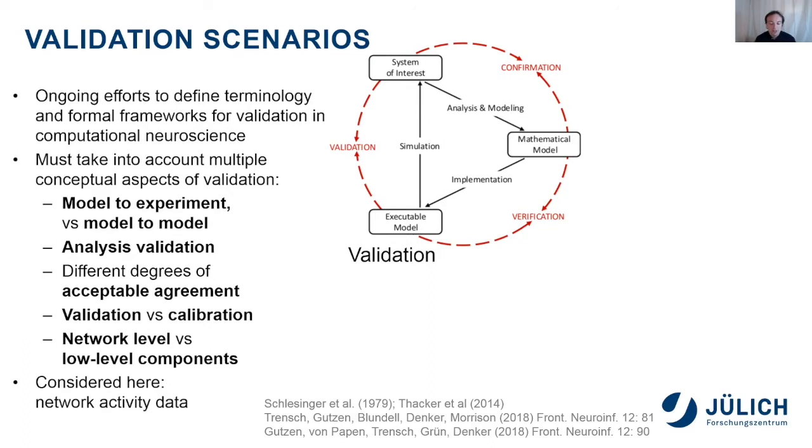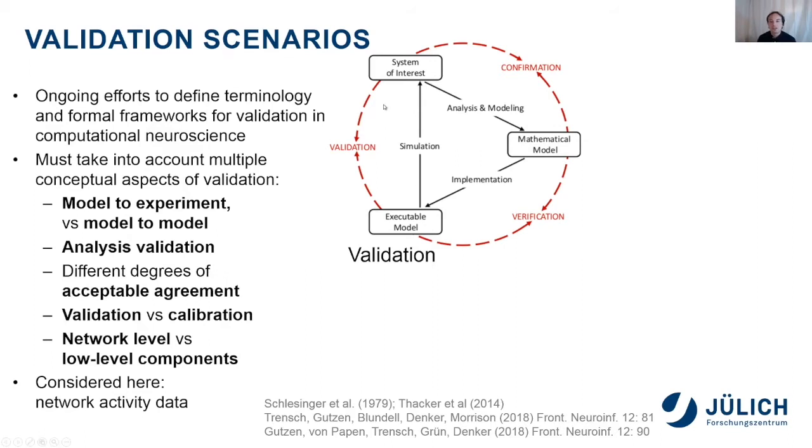Now, in computational neuroscience, there's an increasing interest in the topic of validation, from model building to sophisticated analysis, as a means to expedite progress. There are many ongoing efforts to define the terminology and formal frameworks for validation in computational neuroscience. And I'd briefly like to point you to this classic picture of a validation cycle with the terminology chosen to match that of computational neuroscience.